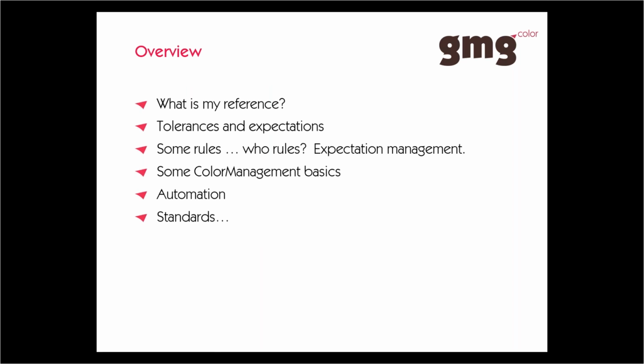Our topics today. What is my reference? So an important and too often ignored topic. Tolerances and expectations. So what do we expect in terms of quality, and what are the tolerances we are fighting with? Regarding the rules and the expectation management, we can only automate something if the target is clear and if the automation fulfills the expectation. We will talk about this.